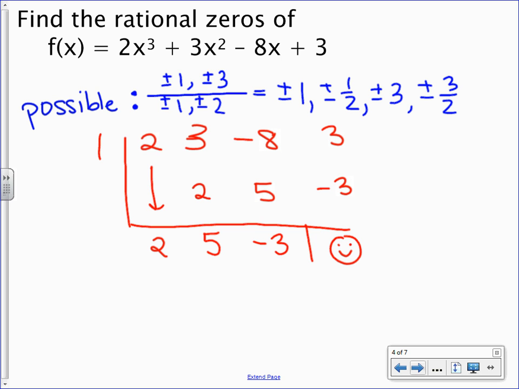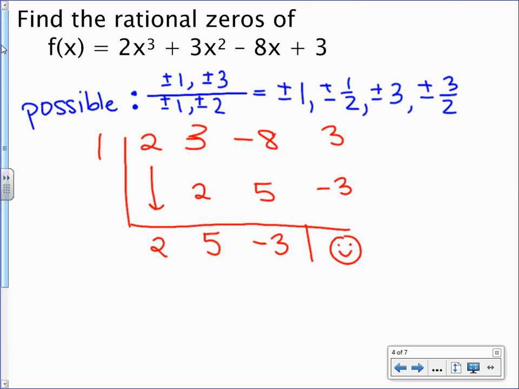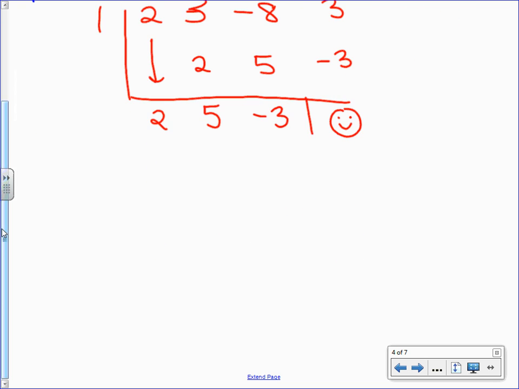What kind of function are we left with right here? We started with a third degree, so we're left with a second degree. Once we have it down to a second degree polynomial, you are either going to factor or use the quadratic formula if you have to. Do not do the rational zeros test anymore once you have a quadratic. So, try to factor this.